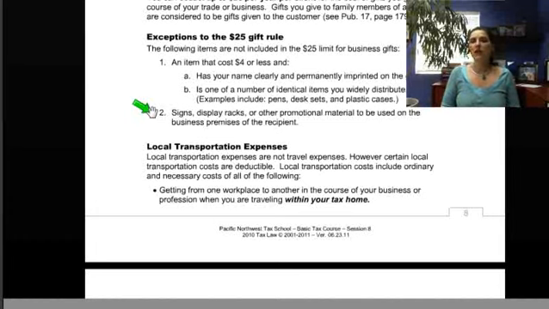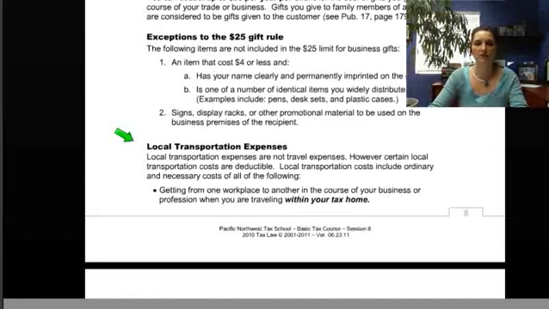So what would that mean? Well, these are generally referred to as point-of-purchase displays. So it could be a particular booth or stand that's been set up with promotional display items on it, and you give that to a client for your client to use in their business, or you give it to a vendor to use on their business premises, and the IRS says that that does not fall under the gift rules either.